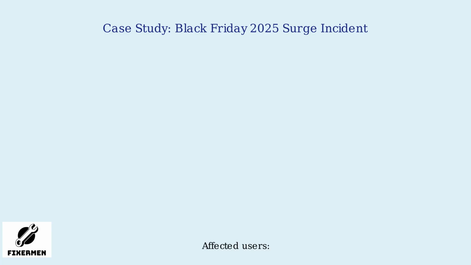Investigations revealed the root cause was a faulty software update deployed just before the holiday rush. This update inadvertently increased server load during high traffic periods. Venmo's team acted swiftly, rolling back the update within hours. This quick resolution minimized disruption and restored normal service.